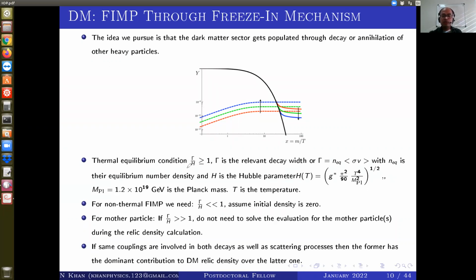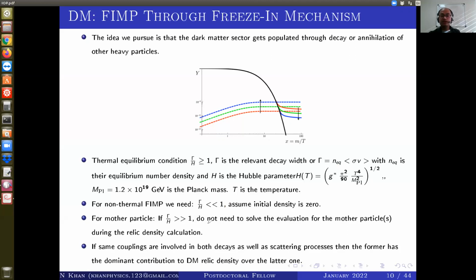And how do we calculate the thermal equilibrium? That's the gamma by H ratio. You have to calculate it. H is the Hubble constant, gamma is the interaction rate, and if it is coming from a decay, then you can convert gamma, it is just like a decay width. For the freeze in mechanism we consider that it is not in thermal equilibrium, so gamma by H is less than 1.